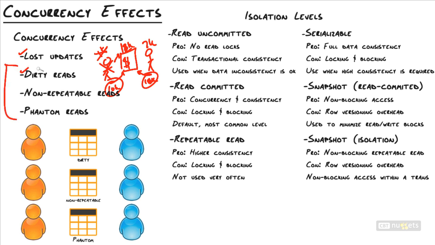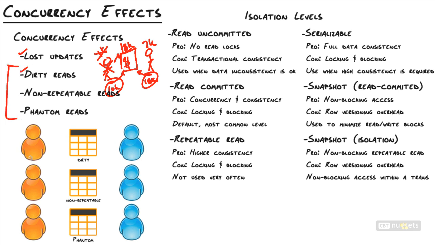So a dirty read happens when user A updates a record. So let's say user A updated this record. User B comes along and reads that record. They read that record, and then after they read that record, user A's transaction is rolled back. It's known as a dirty read because they read uncommitted data.